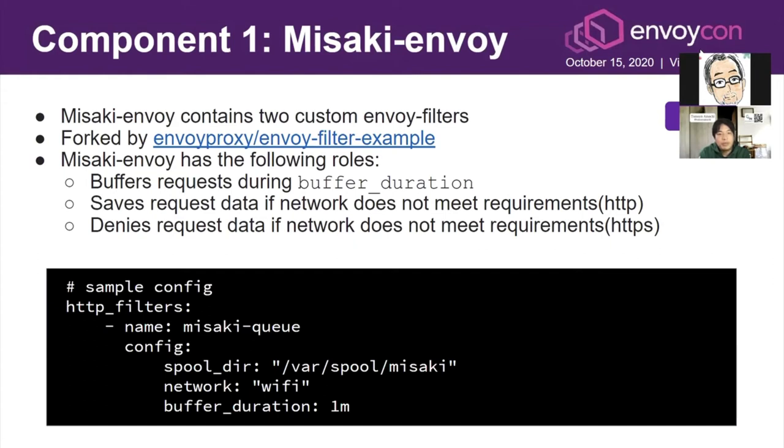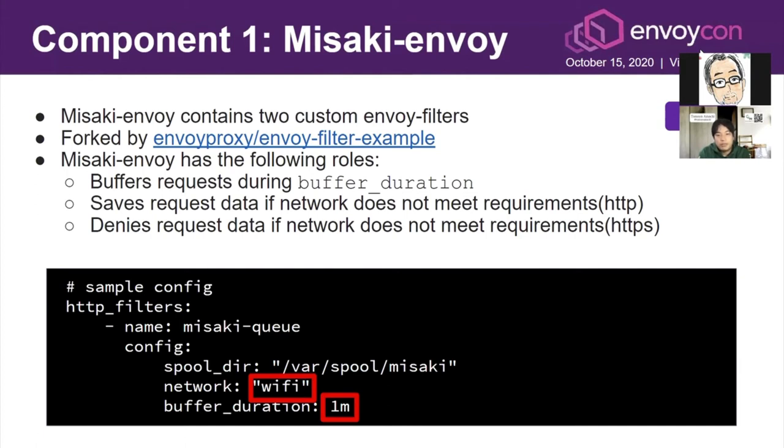Misaki Envoy buffers requests during the buffer duration if there is no network connection or the network type does not meet requirements. For example, this configuration file has the network type set to Wi-Fi. So if the edge is connected to a mobile network, Misaki Envoy buffers the request until the network type changes to Wi-Fi.